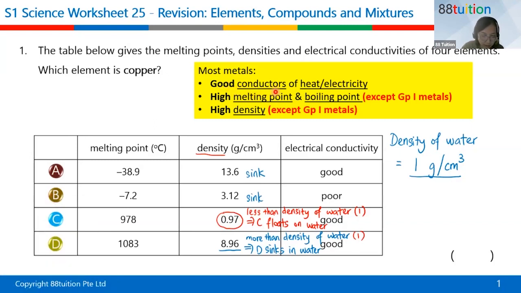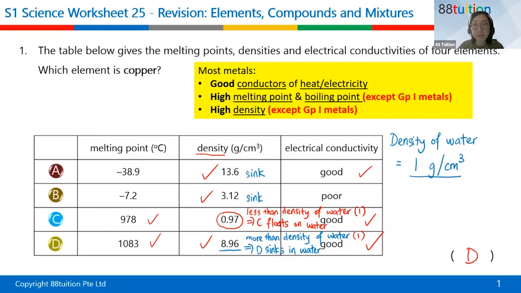so you want something that's a good conductor of heat and electricity. So good, you put a tick. If it's high melting point, boiling point, now these two are negative numbers, that is considered low. Anything 500 and above is considered high. So high melting point, metals can conduct electricity very well, and then metals usually will sink in water. So I put the tick for metals. Therefore, the answer for this question is D.